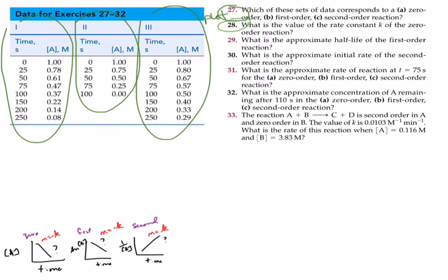Okay, so here's what it looks like. Basically, this is all together, like 27 through 33. It's all one series of questions dealing with these 3 different data sets. I have circled, there are 3 different chemical reactions, and they were run once with time-concentration data. And notice what you're supposed to do, number 27. It says, which of these sets of data corresponds to 0, first, or second order?